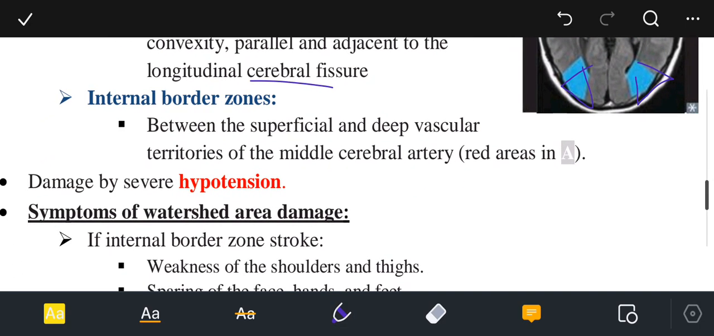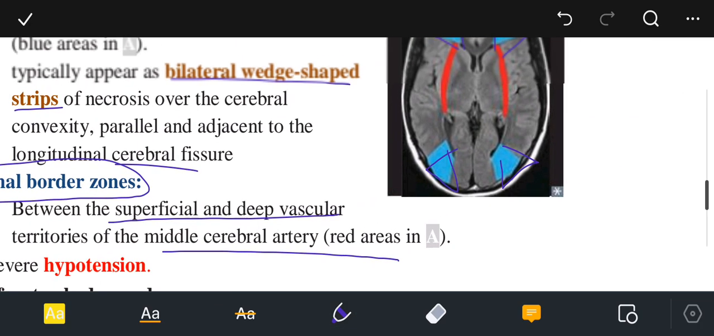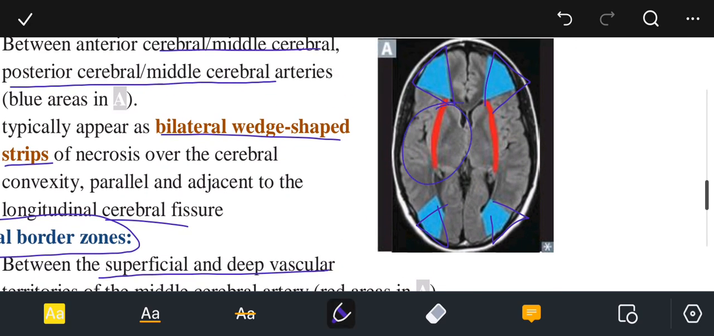Internal border zones between the superficial and deep vascular territories of the middle cerebral artery. So middle cerebral artery has superficial blood vessels and then deep blood vessels. Between the superficial and deep blood vessels, there are internal border zones which are depicted in this picture by this red area. This red area is also a watershed area, because suppose these are the superficial arteries and their terminal branches, and then we have the deep branches and their terminal branches. So the area between them is called the watershed area.